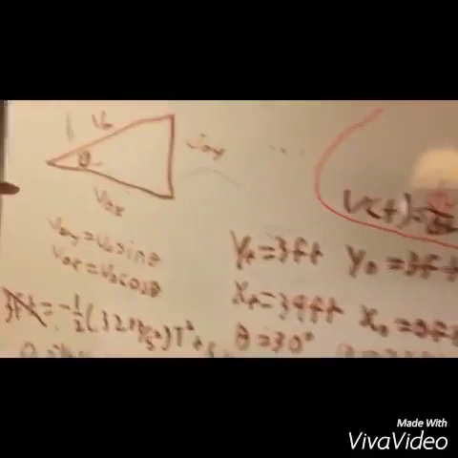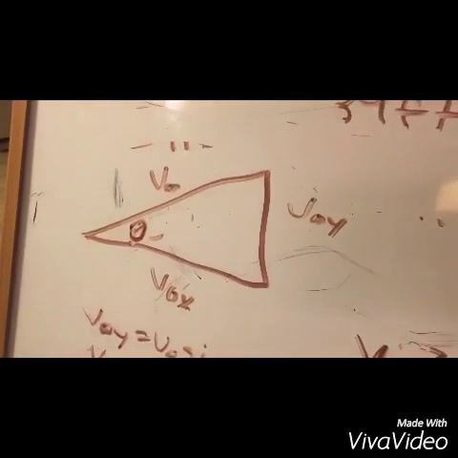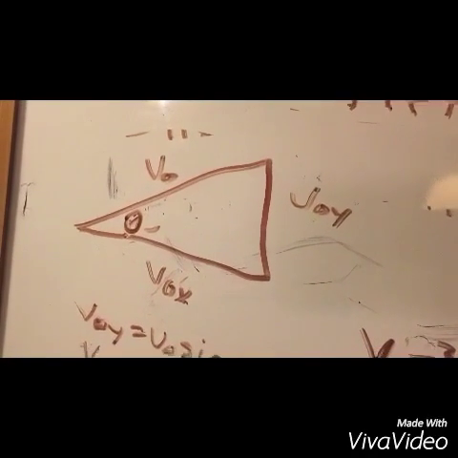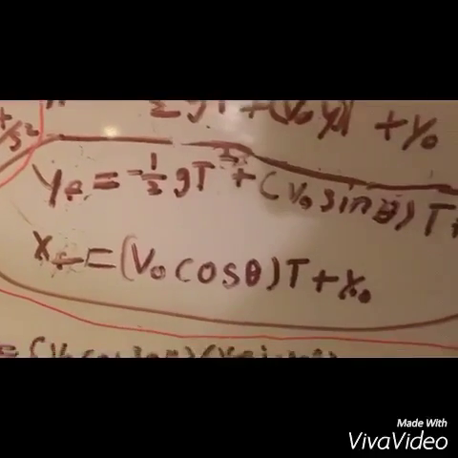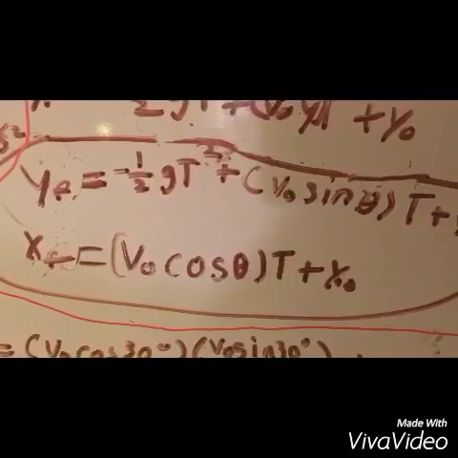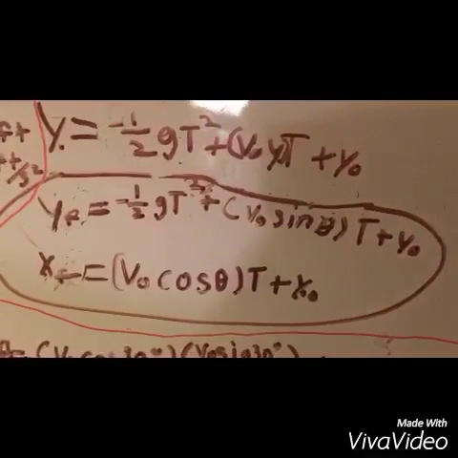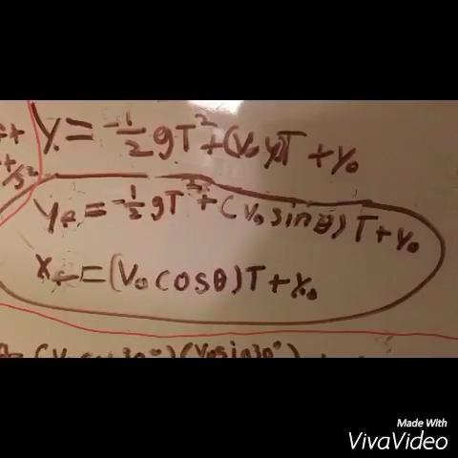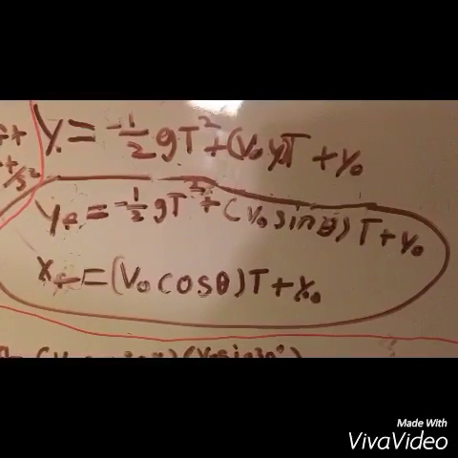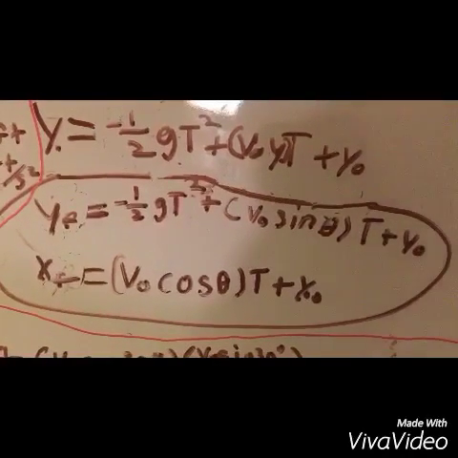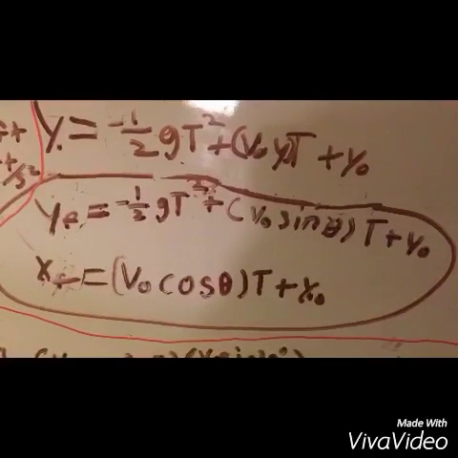So over here we use this triangle to find out the initial velocity in the y direction and initial velocity in the x direction. So we plug that back into our equations, and we get y final is equal to negative 1/2 g times t squared plus the initial velocity times sine theta times t plus initial y, and x final is equal to the initial velocity times cosine theta times t plus the initial x.